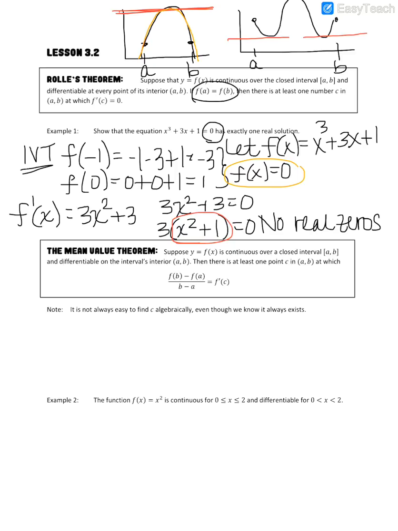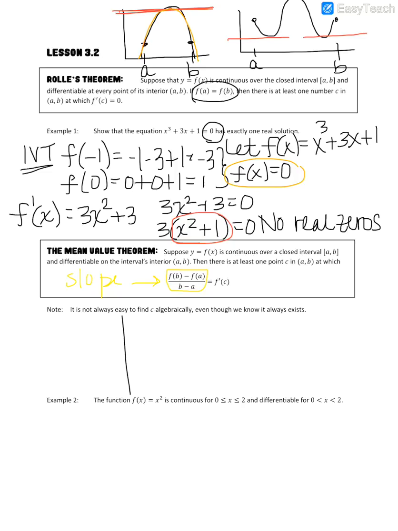Hopefully, when you looked at this part of the theorem, you noticed that this is basically slope. This is the rate of change. So this is saying that the slope between a and b, if we were to make a straight line between a and b, there's some point along the graph that has the same slope for its tangent. I also wrote here a note: it's not always easy to find c algebraically, even though we know it always exists.